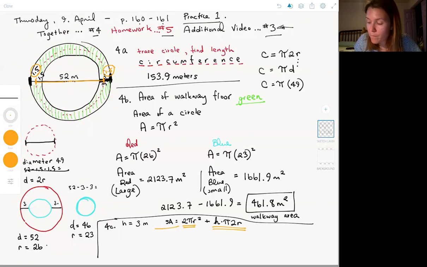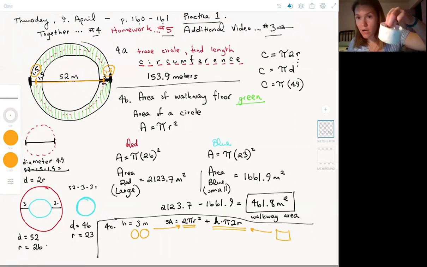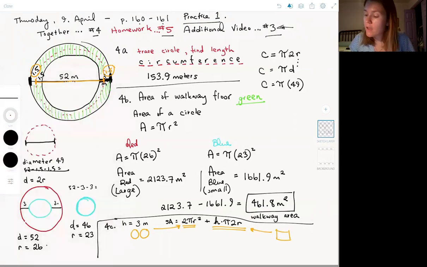Do you remember? This represents the circles, the top circle and the bottom circle. This represents the cylinder. So when I'm trying to find the surface area of just the cylinder part, which part of this equation will I eliminate? I do not need this.